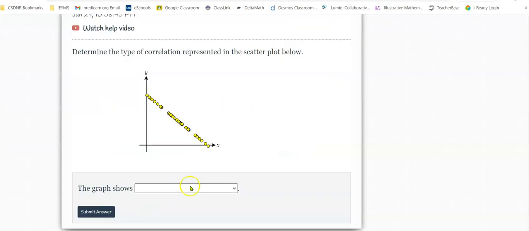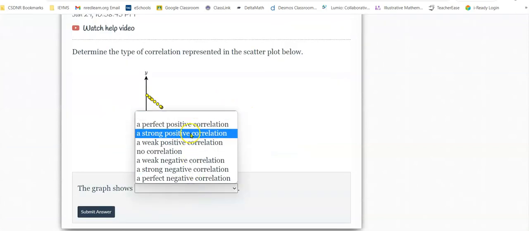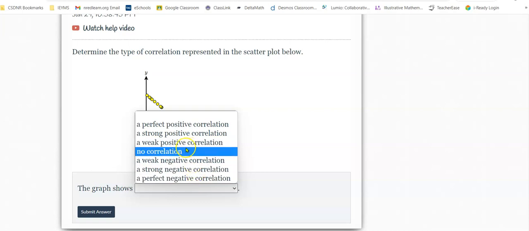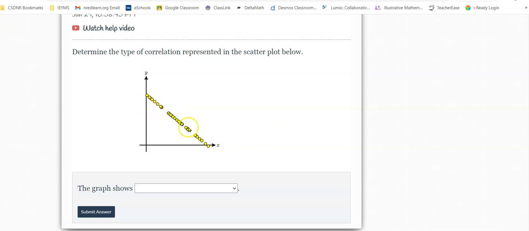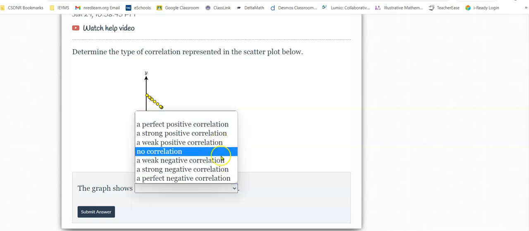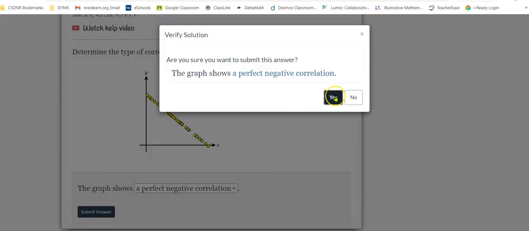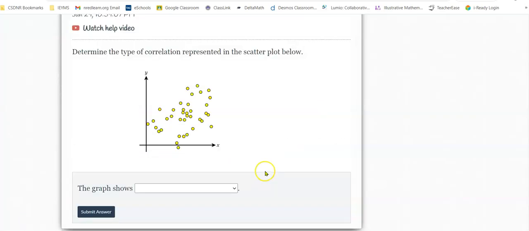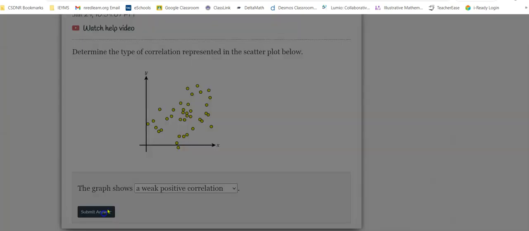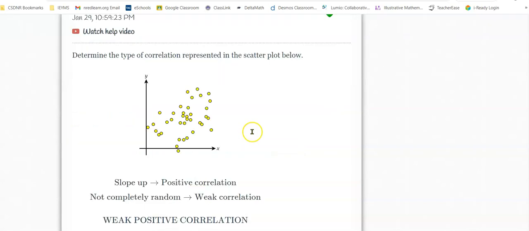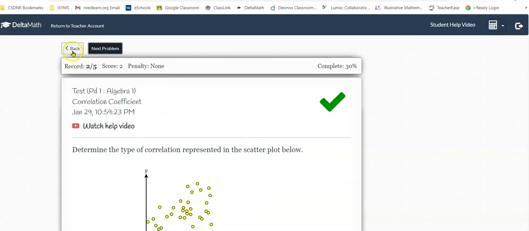Now for the correlation coefficients, we're going to talk about positive, negative, linear, nonlinear, no correlation, weak, strong, or perfect. See how this is perfectly in a straight line? And it's going downhill. So it's a perfect negative correlation. This is pretty scattered, but it tends to be kind of moving in an upward direction. So that is weak. Weak, but it's positive. Tends to be moving upwards.